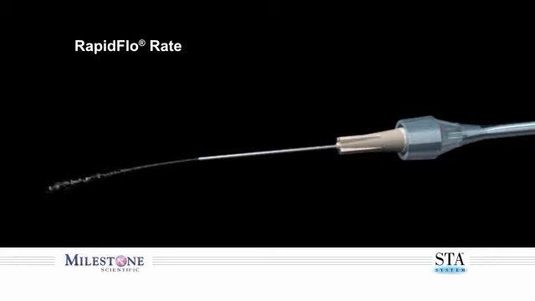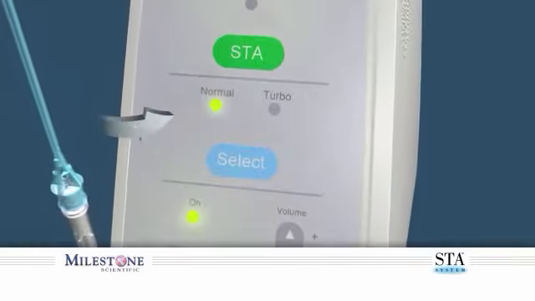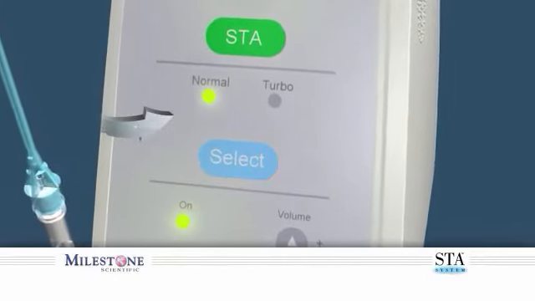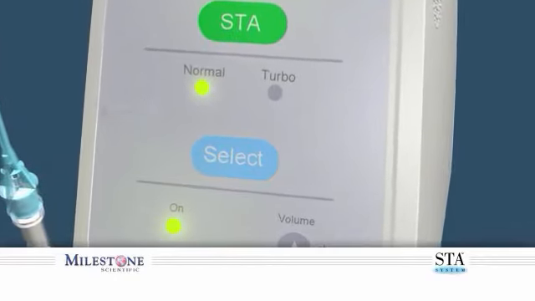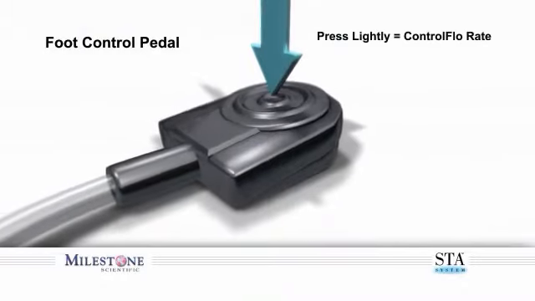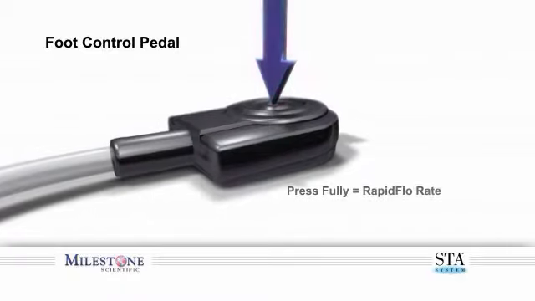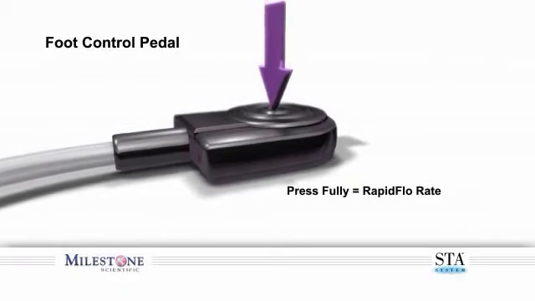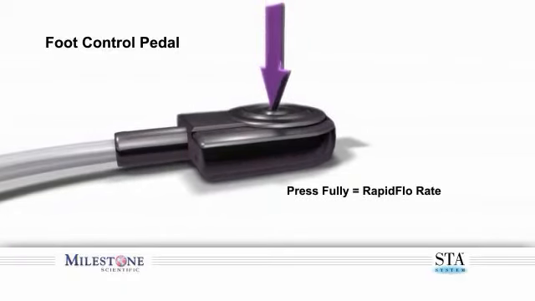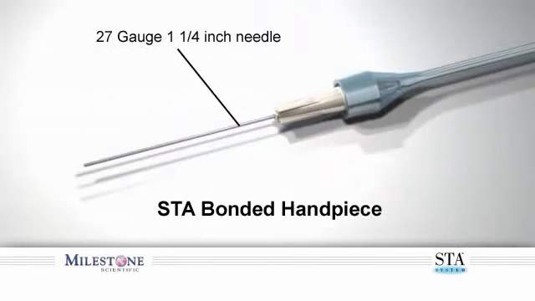In the normal mode, the foot control has two distinct foot control positions. Depressing the foot control lightly allows you to enter the controlled flow rate. Fully depressing the foot control allows you to enter rapid flow rate. It is recommended that you use a 27-gauge 1 1/4 inch needle to perform the inferior alveolar nerve block. Set the wand to the normal mode.